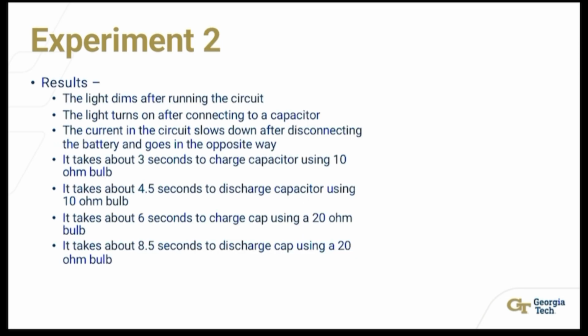The results from the second experiment are as follows. The light dims after running the circuit. The light turns on after connecting to a capacitor. The current in the circuit slows down after disconnecting the battery and goes in the opposite way.